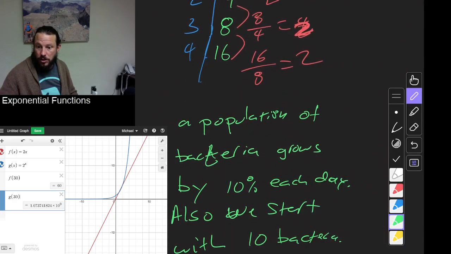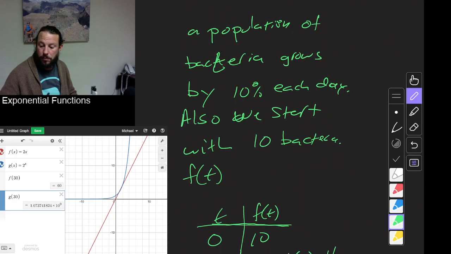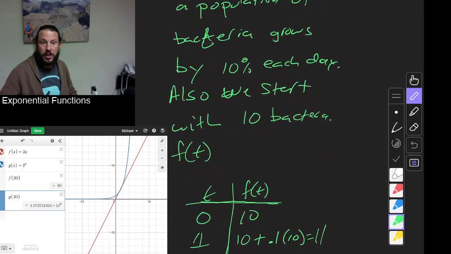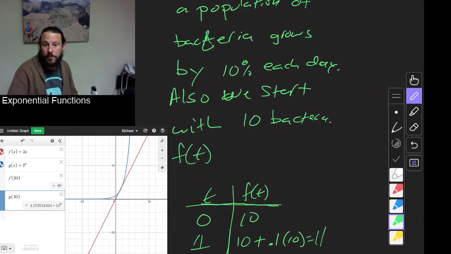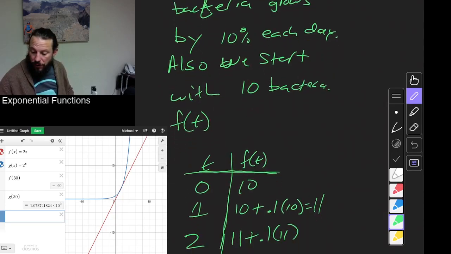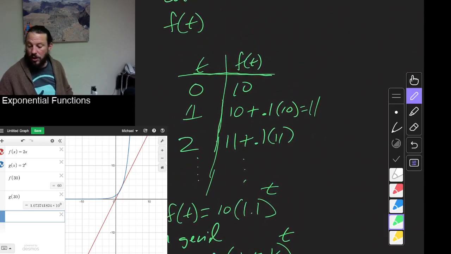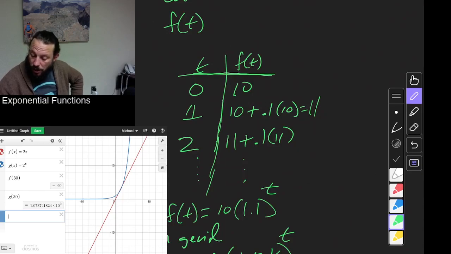All right. So, for instance, let's think about a population of bacteria that grows by 10% each day. And here we'll start with 10 bacteria. Now let's say we want to find a function f of t that gives us the number of bacteria after t days. Well, we'll make a little chart. Notice at day 0 we start with 10 bacteria.